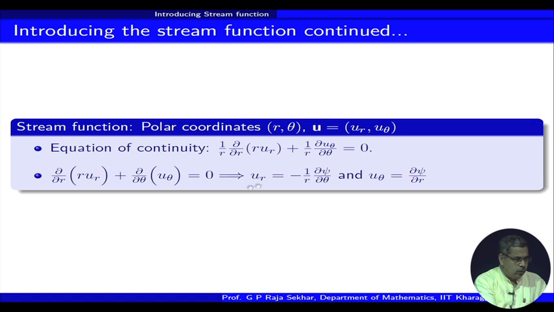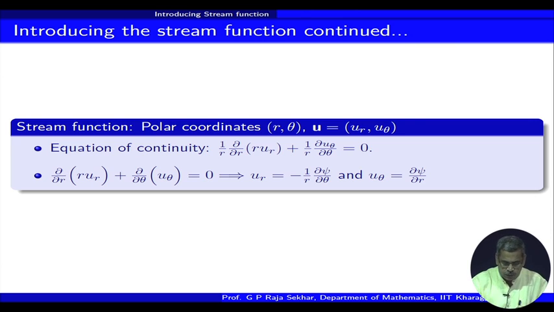Now we can consider this equation of continuity and introduce, as I indicated, an r derivative here and a theta derivative there. For u r we introduce a theta derivative of psi, and for u theta we introduce an r derivative of psi, and you can see that if you substitute u r and u theta as defined by this, we get an identity. So this is the relation for plane polar coordinates. A similar thing one can try for other coordinates, but there is a big restriction. What is the restriction?